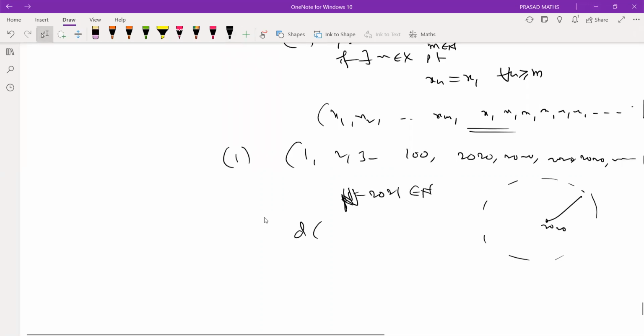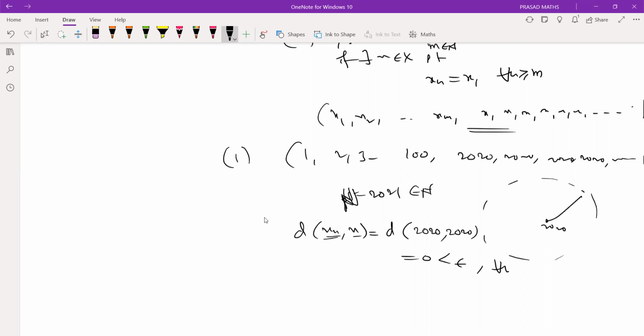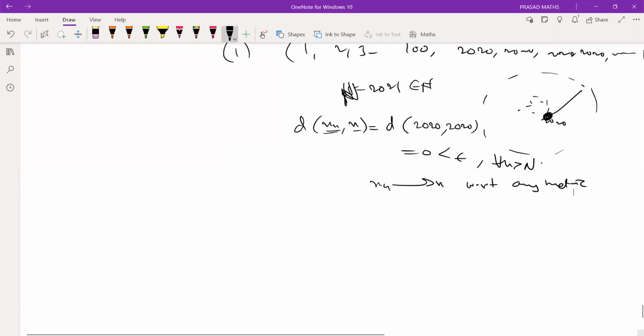So after 2021, my distance between x_n and x is nothing but what? x_n is 2020, and x is 2020, so this is nothing but 0. And 0 is always less than epsilon for n bigger than N. So the distance between x_n and x is less than epsilon. That means all terms lie within the ball around the center. Therefore, this sequence always converges to x with respect to any metric. So an eventually constant sequence always converges to that constant with respect to any metric. Is it clear?